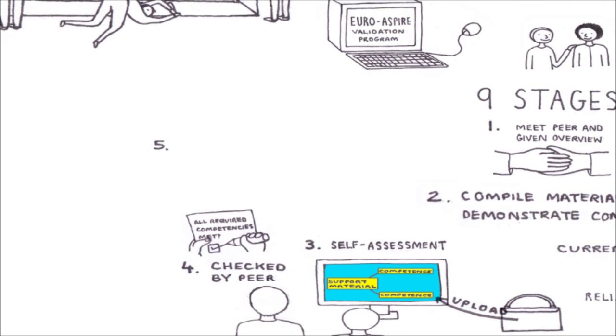Stage 5. The first peer reviewer, previously acting as your mentor, will then review your submission using the assessment tool in parallel with a second peer reviewer. If both reviewers agree that you have consistently demonstrated the competencies at the appropriate level, then you will proceed to the next stage of the validation process. If not, you may be asked to submit further material in order to progress.